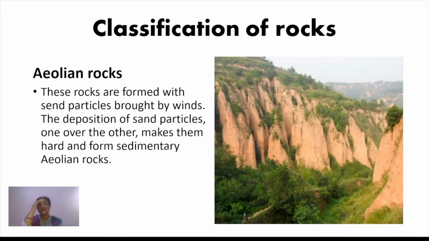Now the next one is Aeolian. Aeolian is the result of wind, right? These rocks are formed with sand particles brought by the winds, and the deposition of sand particles one over the other makes them hard and forms a sedimentary rock by Aeolian, or you can say the activities of wind. So it is called Aeolian rock, and one of the best examples of it is again sandstone.